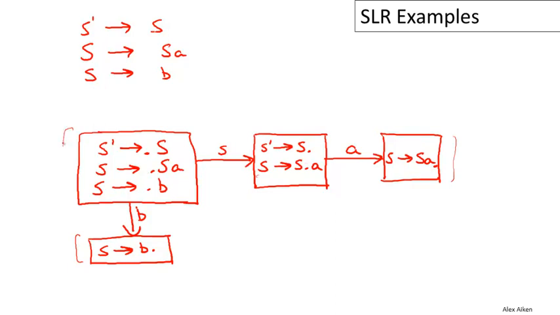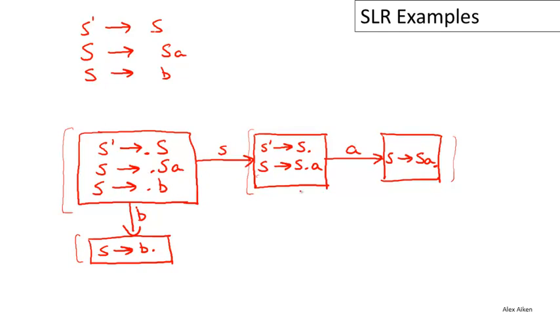This state, the initial start state, has no reduce moves. So there's only shift moves here. There can't be a shift-reduce conflict because there are no reduce items, no possible reduce actions, and there are no reduce-reduce conflicts for the same reason. So the only state of interest, really, from the point of view of whether the grammar is SLR1, is this middle state.